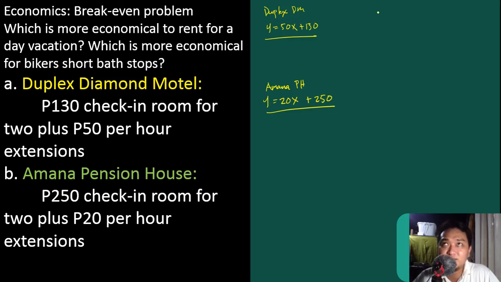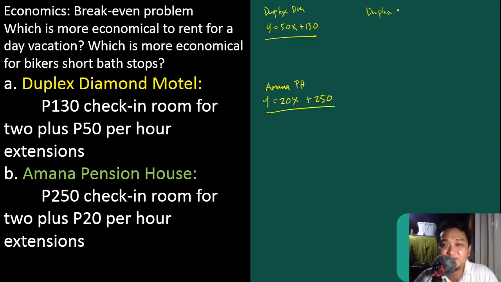Kasi later on, tuturuan namin kayo kung paano sinusolve yung kanilang intersection, or the value of X and the value of Y wherein these two systems agree. For the meantime, pakita na lang muna natin yung table for duplex.